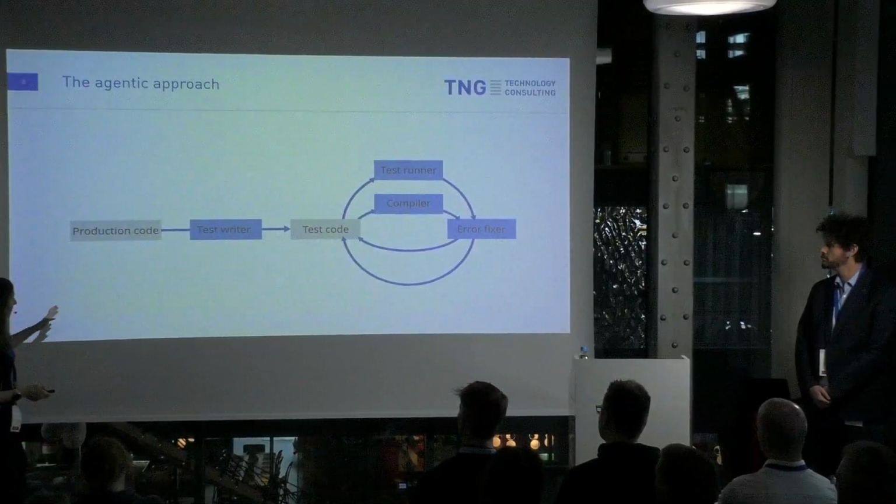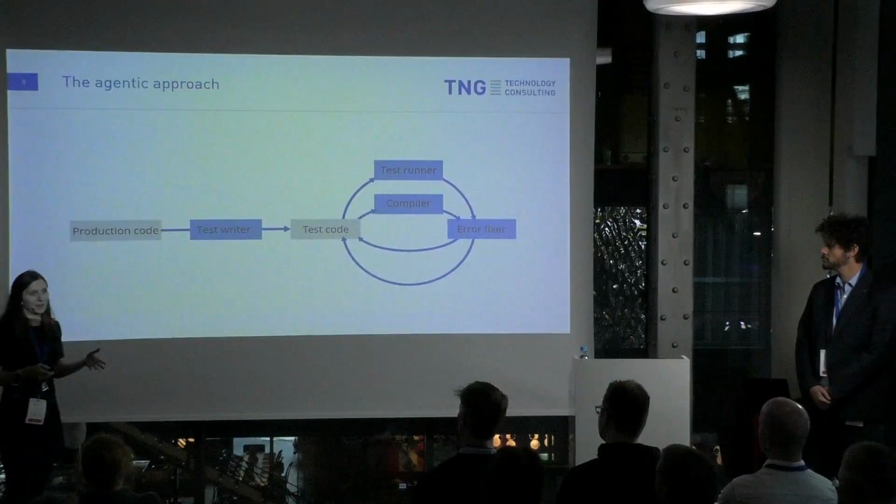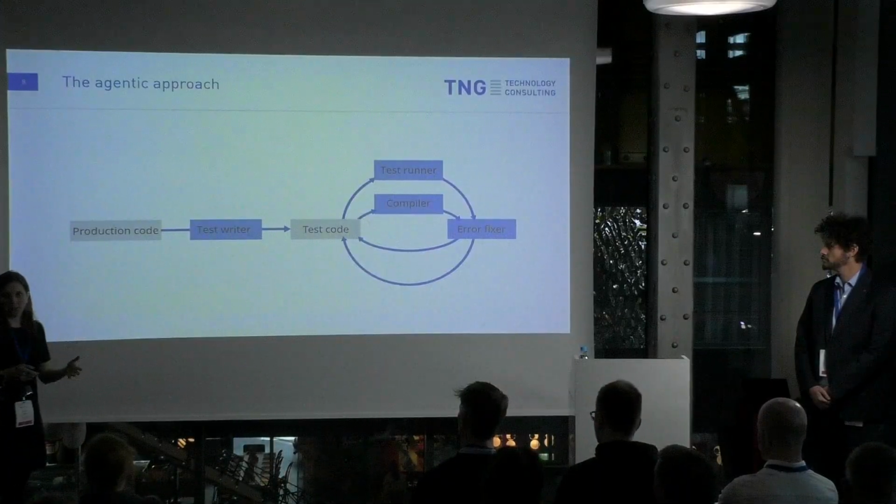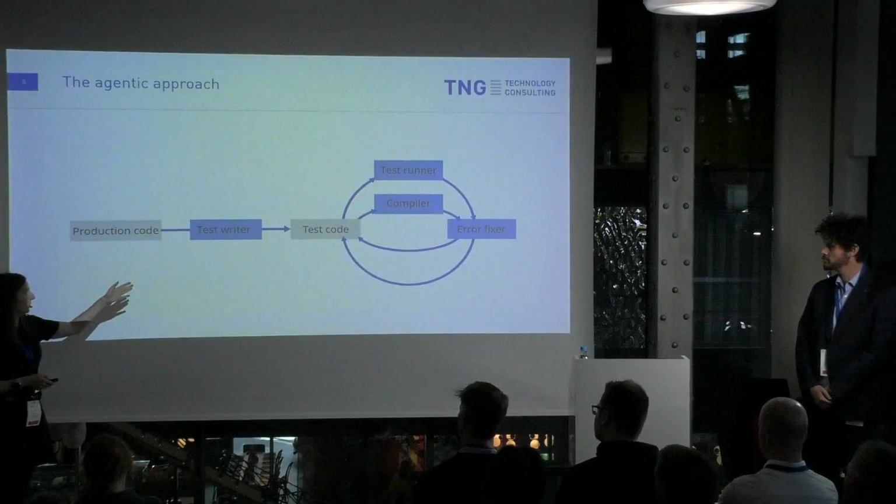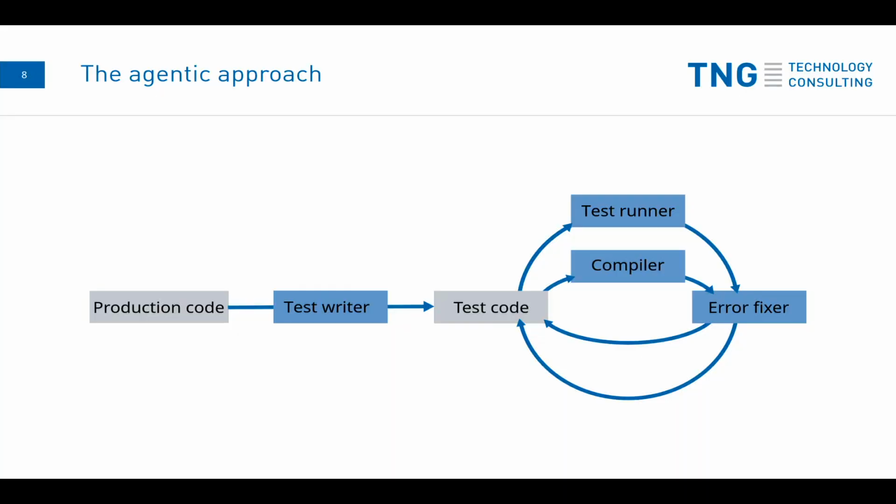So how does it work? We have this production code. Typically, for unit tests, you take one class for which you want to generate some tests, and we give it to a test writer that will write the first version of the test code. So that's what you have here.